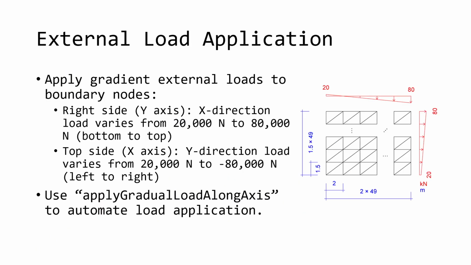To simulate real loading conditions, we apply x direction loads from bottom to top on the right boundary, and y direction loads from left to right on the top boundary. This function automatically distributes gradient loads according to coordinates.